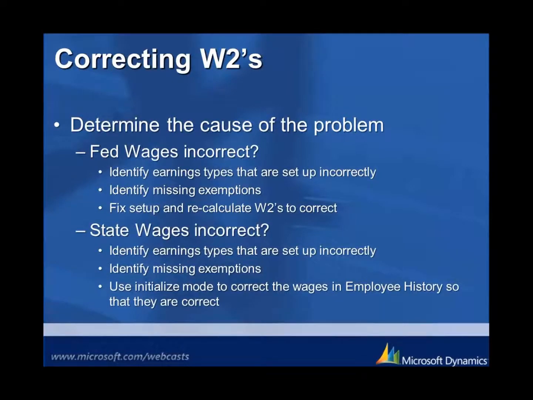Now, we don't have that same luxury with state. If the state wages are incorrect, again, we need to identify what it is that caused the problem. Were there earnings types that were set up incorrectly? Were there exemptions that were not set up correctly? And then we need to use our initialize mode to correct the earnings subject to deduction. And as you can see from the PowerPoint, I say correct the wages. It's the earnings subject to deduction against that state wage code. And once we've fixed that, we can recalculate the W-2s, and they will come out correctly.